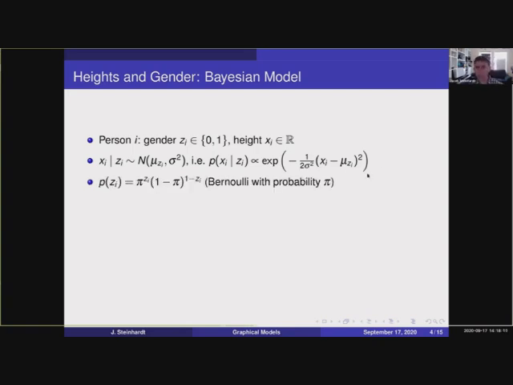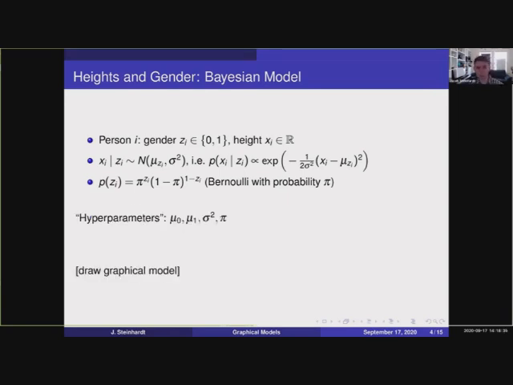And then we're not done yet, right? Because we need to also specify a probability over the gender. So we could say, okay, what's the probability that you're female? Let's say you're female with probability pi and male with probability 1 minus pi. And so this would be a full Bayesian model that has everything specified.